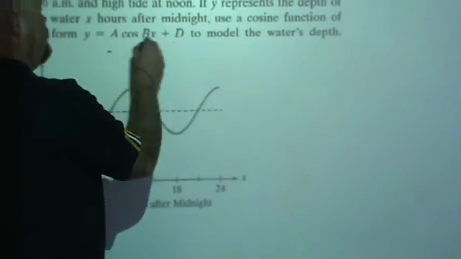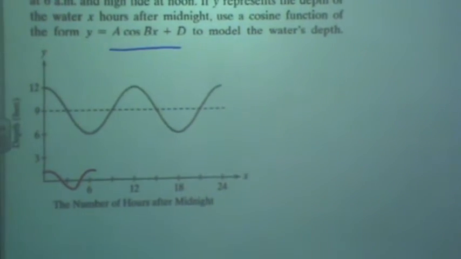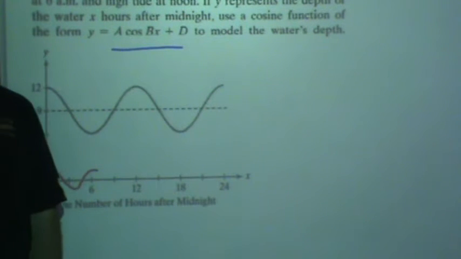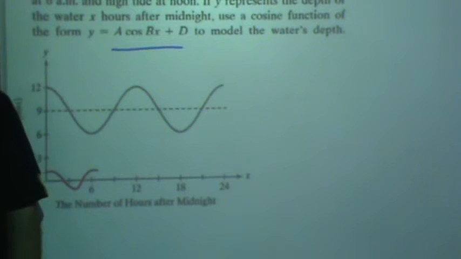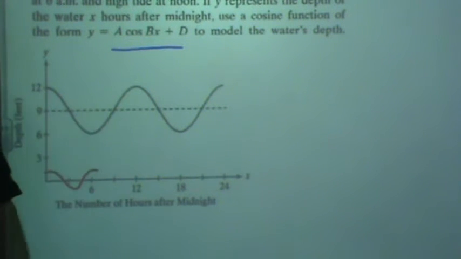Even though this says use a cosine model up here, why does it make sense? Why are they telling us this? They're kind of taking it easy on us by saying, here, use cosine. But why are they making us use cosine for this function? Why not sine?